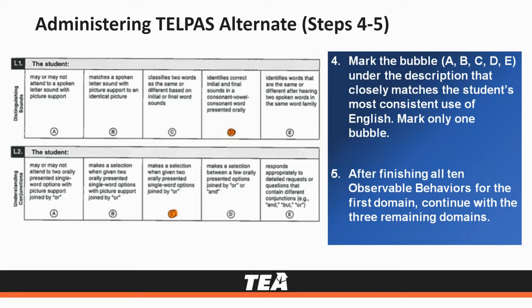After finishing all 10 behaviors for the first domain, continue with the remaining 3 domains. You could do this over the course of 4 days. You could choose to do it 2 a day, whatever works best for you and your student. That's what works best for us.